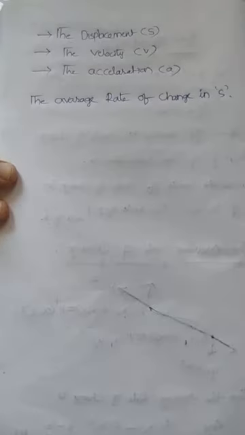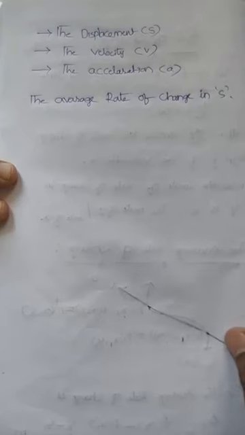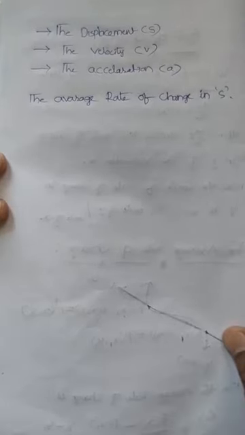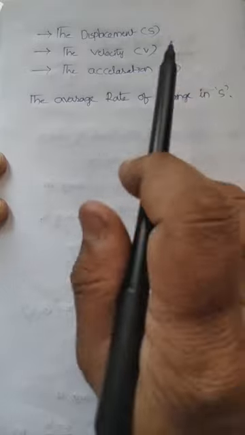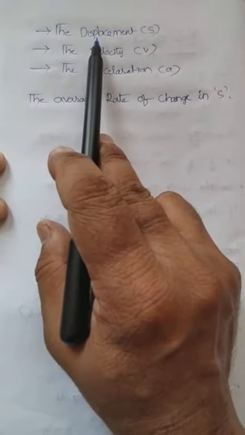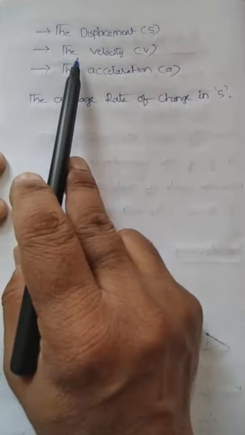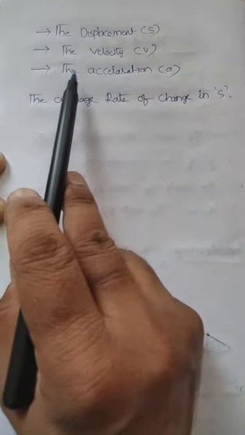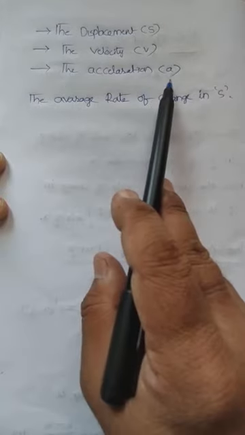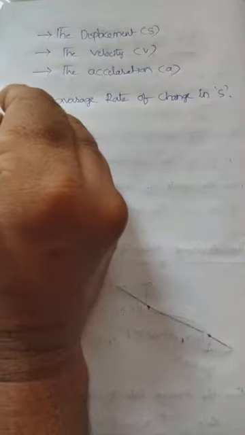The rate of change is used in some physical science concepts also. Let us take some physical science concepts. We know the displacement is indicated with capital S, the velocity is v, and the acceleration is small a. The first concept we are going to learn is the average rate of change in S.